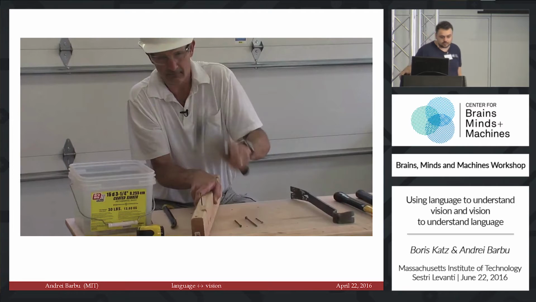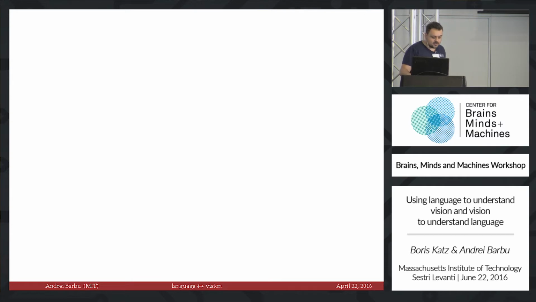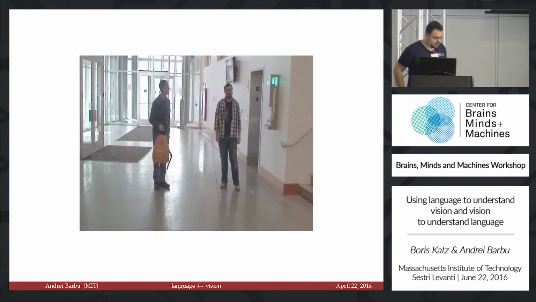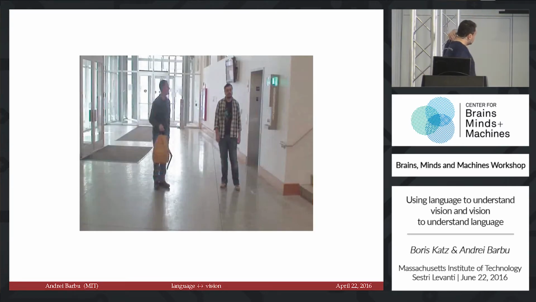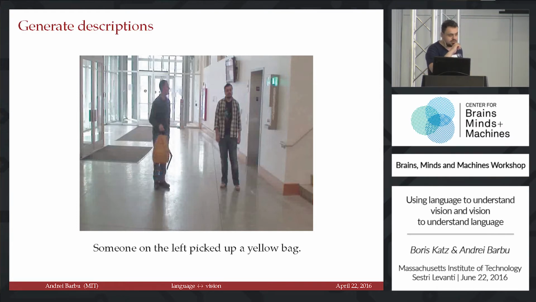I was originally a computer vision researcher, and we had this problem that vision doesn't work very well, at least in computers. And we wanted to add in some higher level knowledge from language. Now, it turns out the interaction between language and vision is very rich. If you look at an image like this, or a video, for example, you can perform many different vision language tasks. So any child can describe this for you.